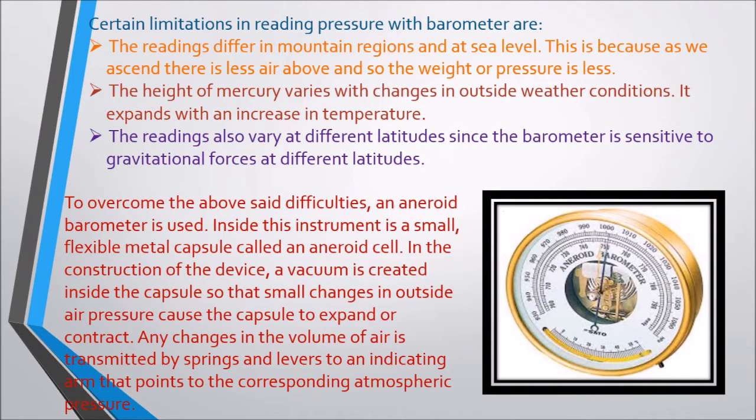To overcome the above difficulties, an aneroid barometer is used. Inside this instrument is a small flexible metal capsule called an aneroid cell. In the construction of the device, a vacuum is created inside the capsule so that small changes in outside air pressure cause the capsule to expand or contract. Any changes in the volume of air is transmitted by springs and levers to an indicating arm that points to the corresponding atmospheric pressure.